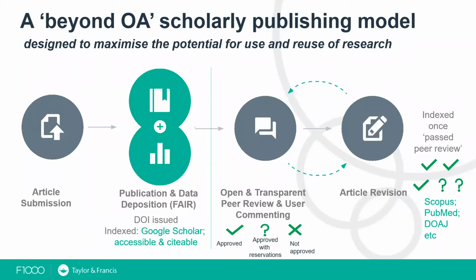And for a paper to be indexed on Scopus, PubMed, and other indexers like DOAJ and etc., the paper needs to have 2 approved statuses. So 2 reviewers need to approve, which means 2 green ticks, or it needs to have 1 approved and 2 approved with reservation. So 1 green tick or 2 question marks. So this is the minimum criteria for a paper to be sent to the indexers.